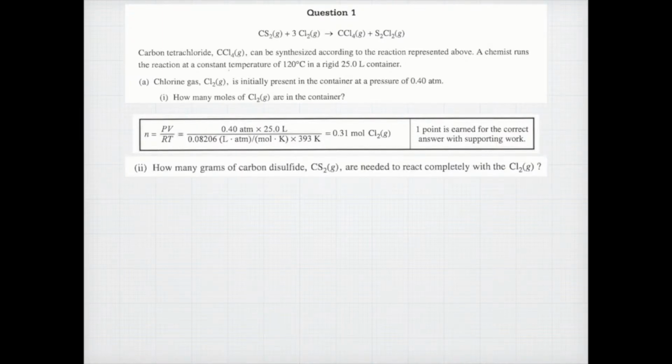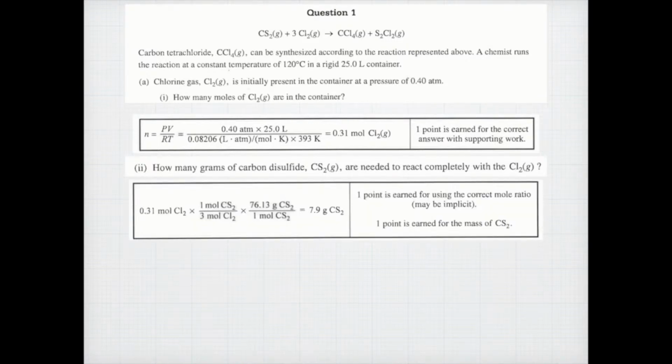For II, it says how many grams of carbon disulfide are needed to react with chlorine. Well, I know how many moles of chlorine are going to react. So in order to get into grams of carbon disulfide, I need to use my mole-to-mole ratio. I need to use stoichiometry. So I'm going to go from moles of chlorine into moles of carbon disulfide, then into grams of carbon disulfide by using the molar mass. And then the final answer I get is 7.9 grams because I want 2 sig figs. Now, you get 1 point for showing the correct mole-to-mole ratio. And then you get 1 point for the correct mass.